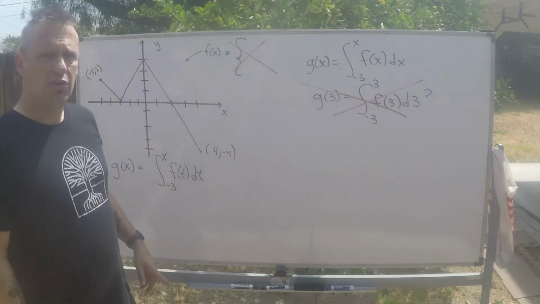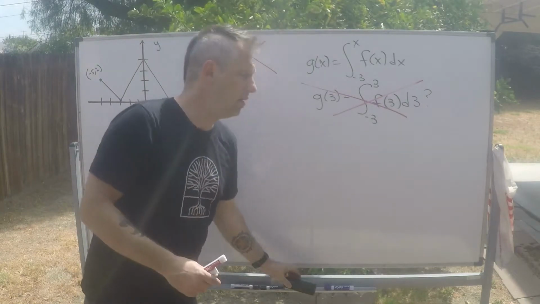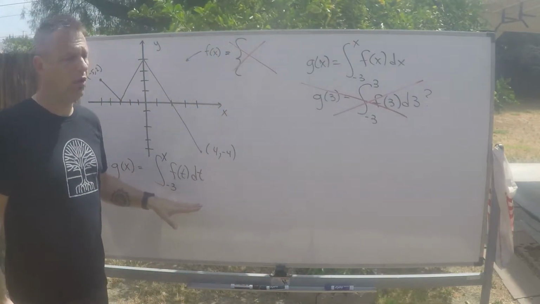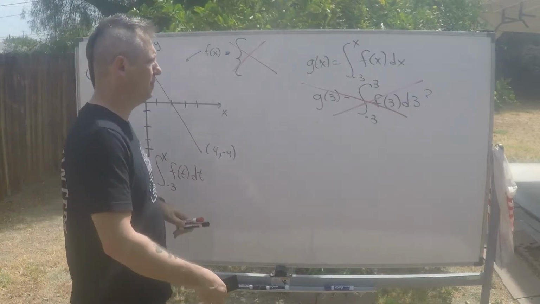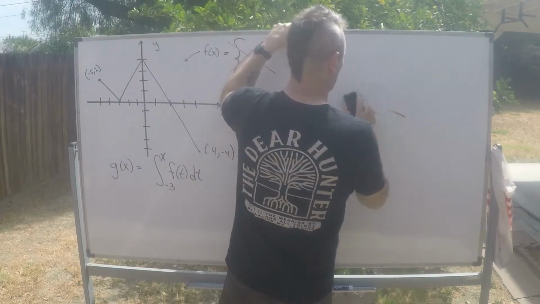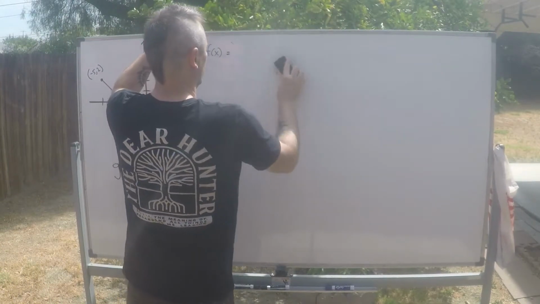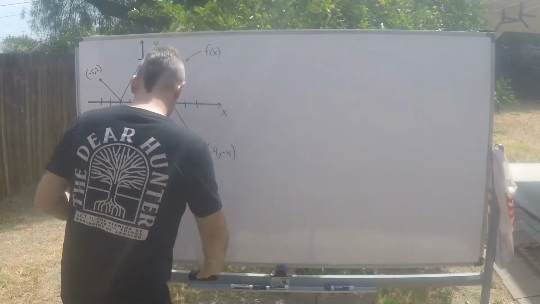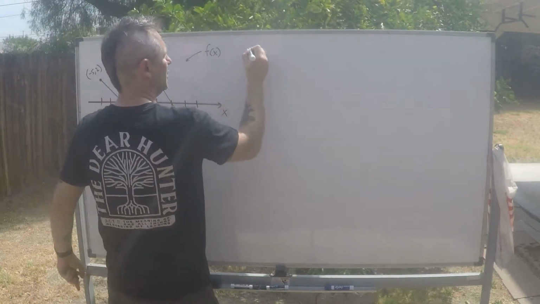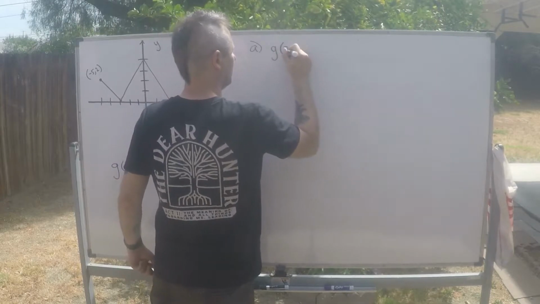And so what we end up having to do is creating what we call a dummy variable, t. You can actually call it anything you want, but it's pretty standard to use a t. Okay, so let's get started on the problem here. The first thing we're asked to do in part A is compute g of 3.